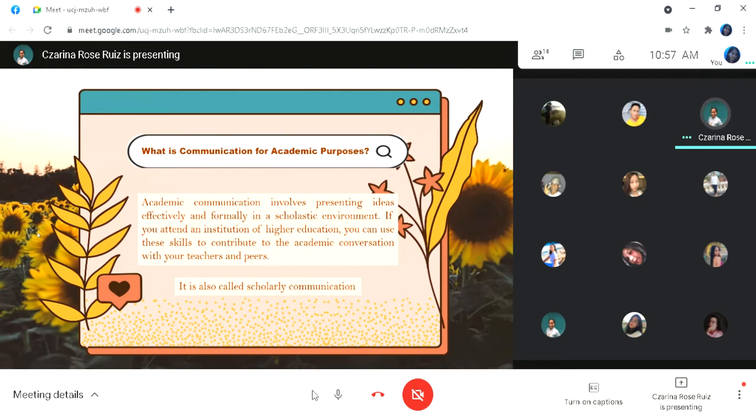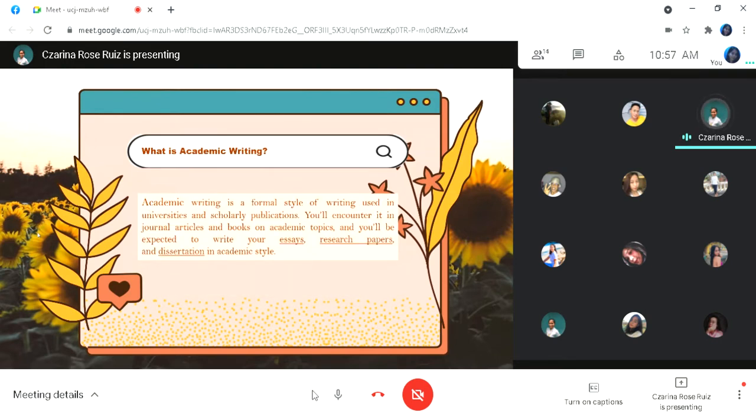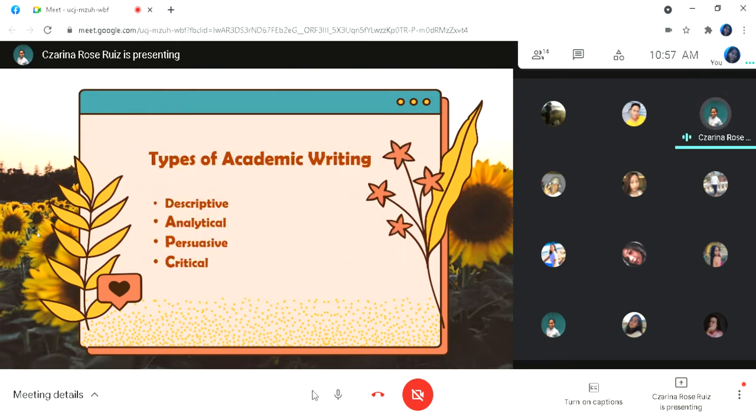So, what is academic writing? Academic writing is a formal style of writing used in universities and scholarly publications. You'll encounter it in journal articles and books on academic topics, and you'll be expected to write your essays, research papers, and dissertation in academic style. So, there are four types of academic writing: the descriptive, analytical, persuasive, and critical writing.